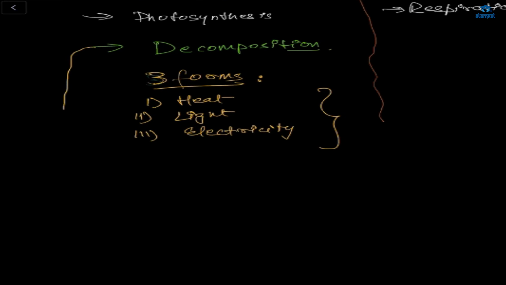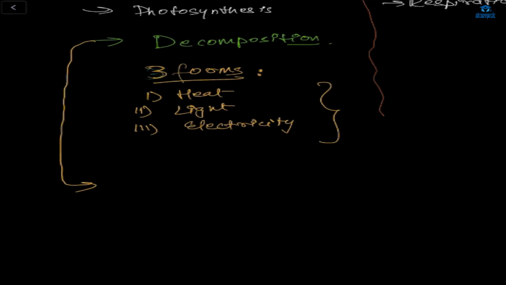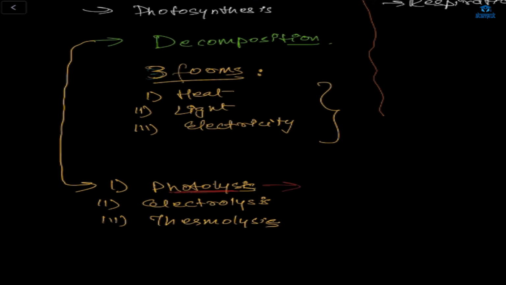Let me tell you about decomposition. See, in decomposition we have three things. One is photolysis. Second one, electrolysis. And the third one is this. What is this? This is light. Means to break the chemical, we use photolysis. Means breaking of a chemical by using the photo. Photo means light.